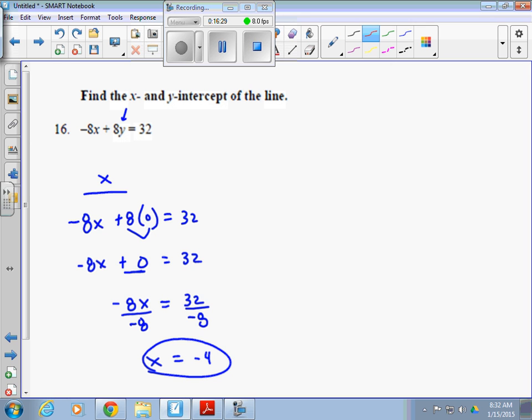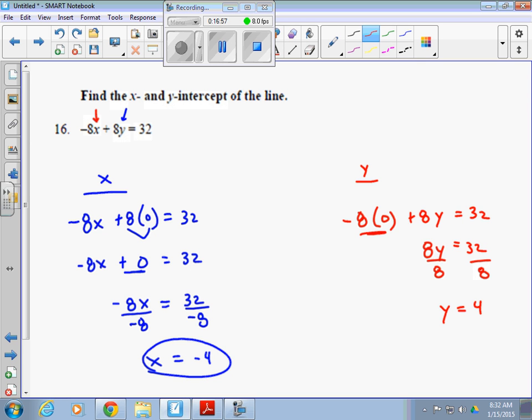When we look for the y-intercept, we're going to do the same thing, except this time you plug in 0 for the opposite one, for the x. So you have -8 times 0 this time, plus 8y equals 32. And remember, anytime you multiply anything times 0, it cancels that part out. So it leaves you with 8y equals 32. And when you divide by 8 on both sides, just like the last one, except it's positive this time, a positive divided by a positive is a positive. So your y-intercept is 4.